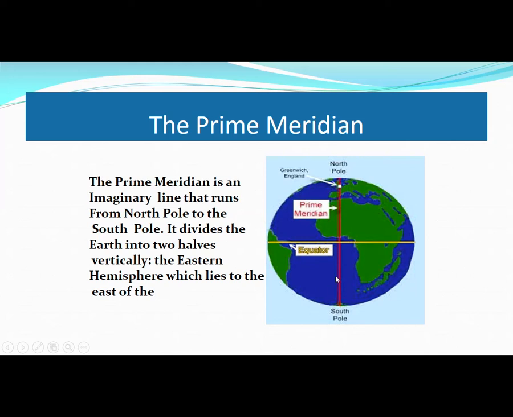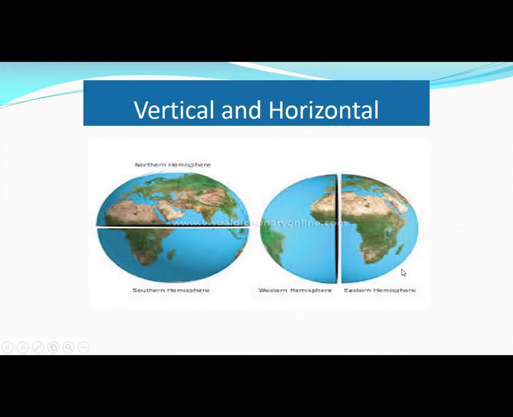So we can see how the earth is divided to locate any place on the earth. Now see, this is the vertical line and this one is horizontal. It is divided into northern and southern hemisphere, and this line is divided into western and eastern hemisphere. So the earth is divided in two ways, north and south, east and west. I think you have understood now.